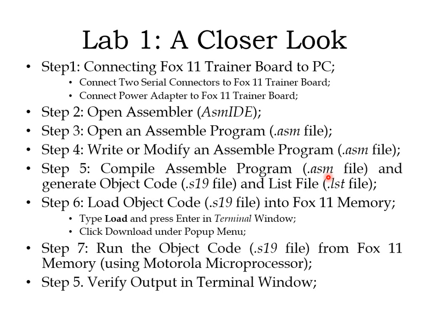Once you compile any file, there will be two separate files generated for every successful compilation. Now, you have an ASM file. You compile it, and everything is right. Then there will be two additional files generated. One file will have an extension of S19.